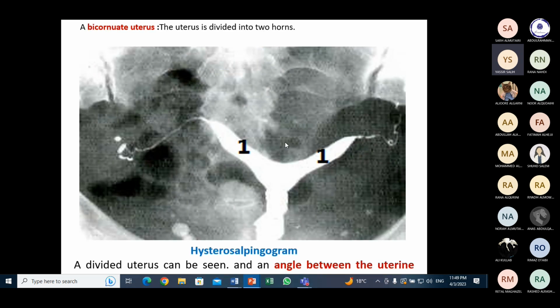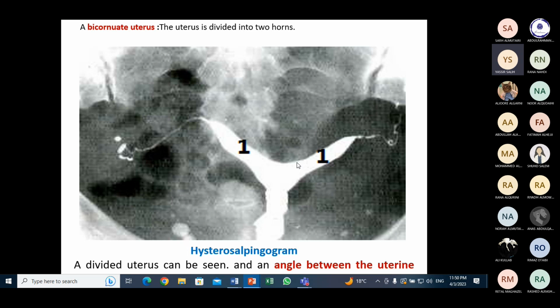The other one is bicornuate uterus. In bicornuate uterus there are also two horns, this one and this one, but the angle between the two horns is an obtuse angle, a large angle. This is the main difference between bicornuate uterus and septate uterus. In septate uterus the angle is acute, usually less than 75, and in bicornuate the angle between the two horns of the uterus is usually more than 105.